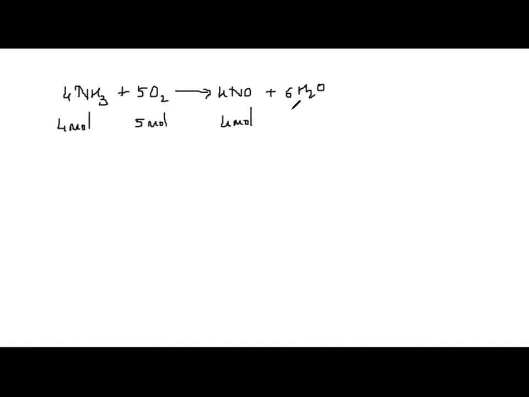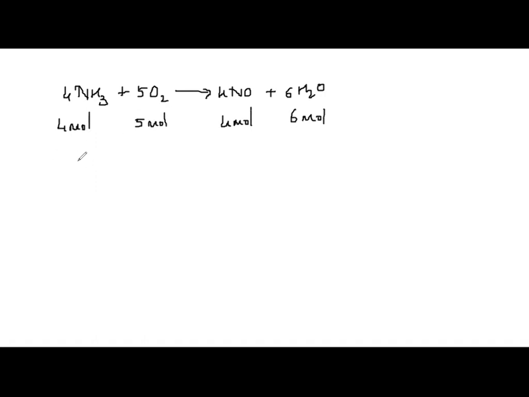The reaction given is 4 moles of NH3 reacting with 5 moles of O2 to produce 4 moles of NO plus 6 moles of H2O. According to this, we come to the conclusion that 4 moles of ammonia react with 5 moles of oxygen to produce 4 moles of nitric oxide and 6 moles of water.